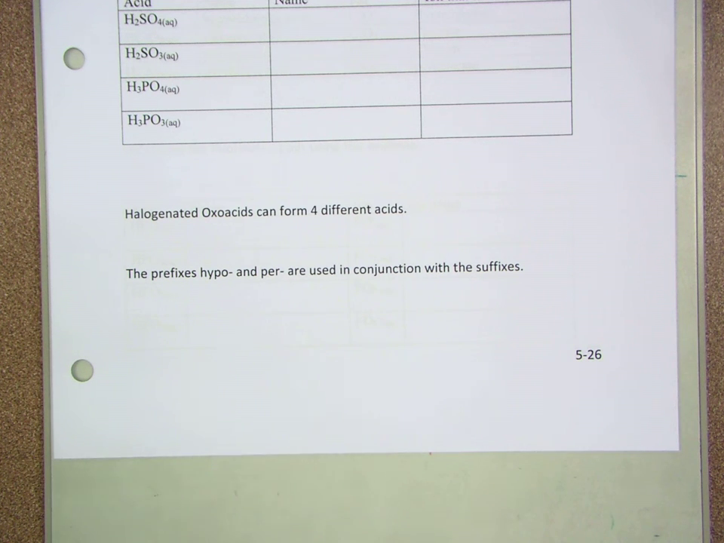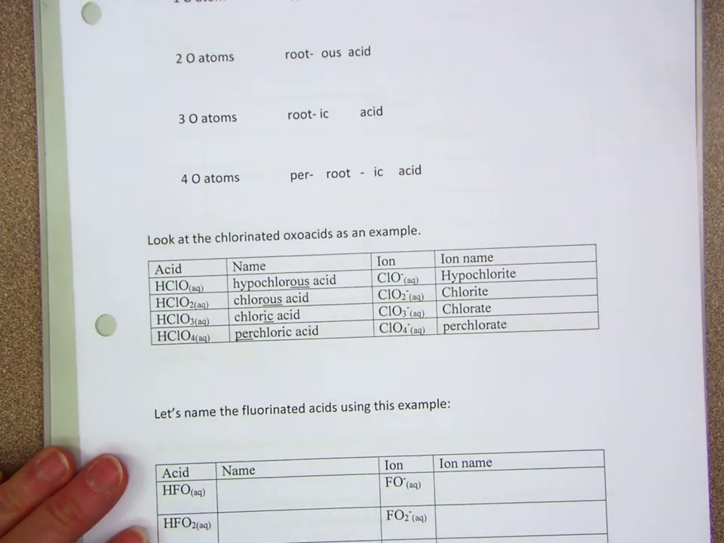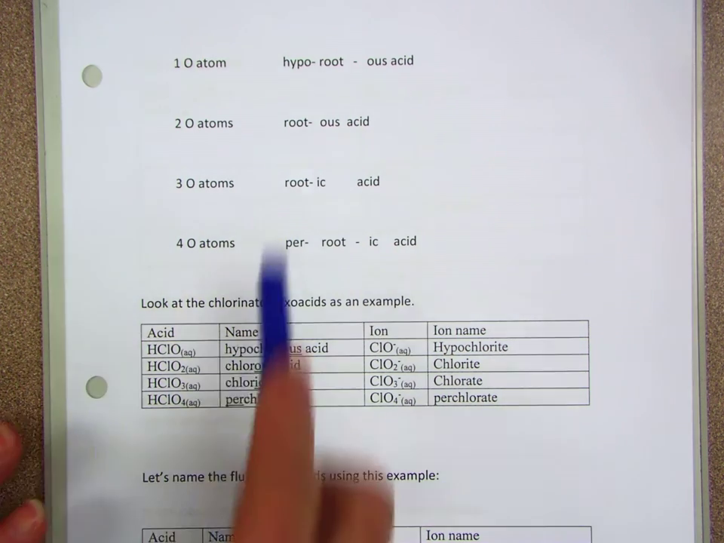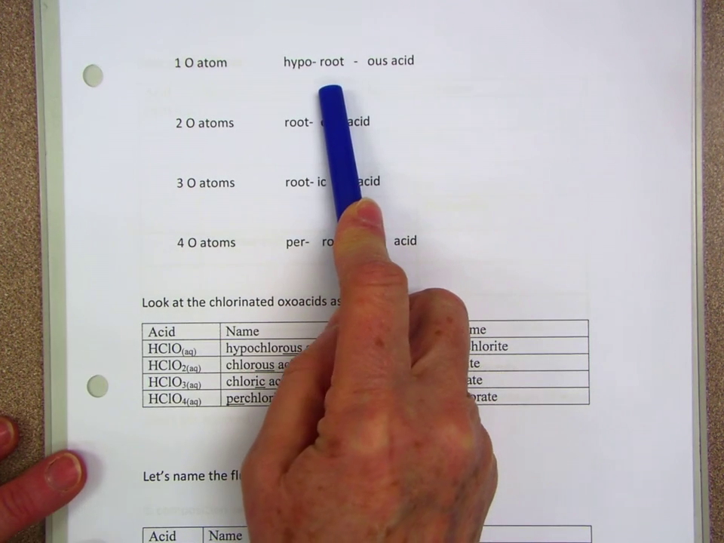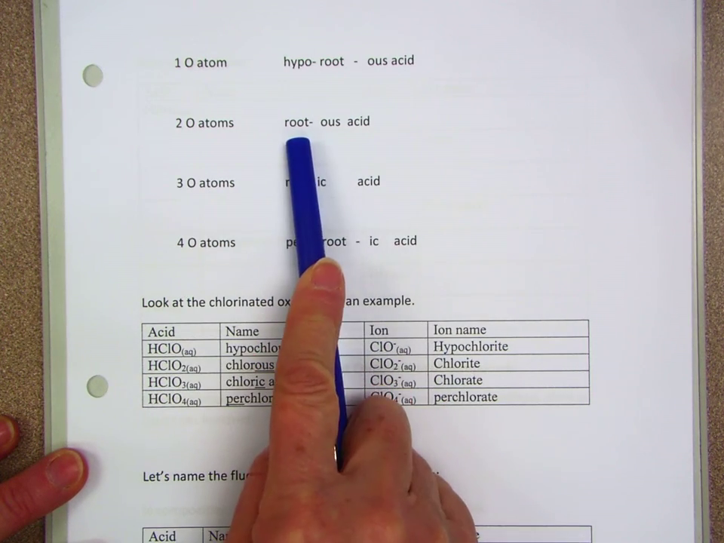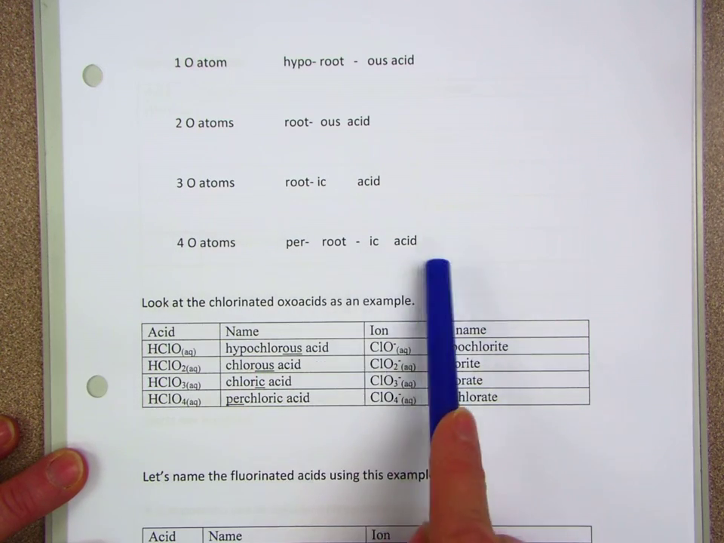Per comes from hyper, like hyperactive. Per means more oxygen than the ate. So when we look at the halogens, all we have to do is recognize that it's a halogen, in that fluorine family, and then we can say, well, if it's 1 oxygen, it's hypo, and then the root of the nonmetal's name, ous. 2 oxygens is the root, ous. 3 is ic. 4 is per, ic.